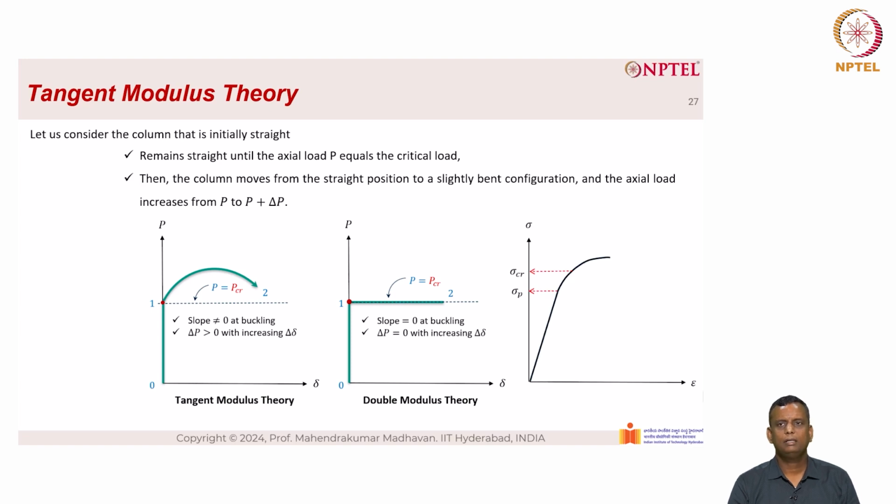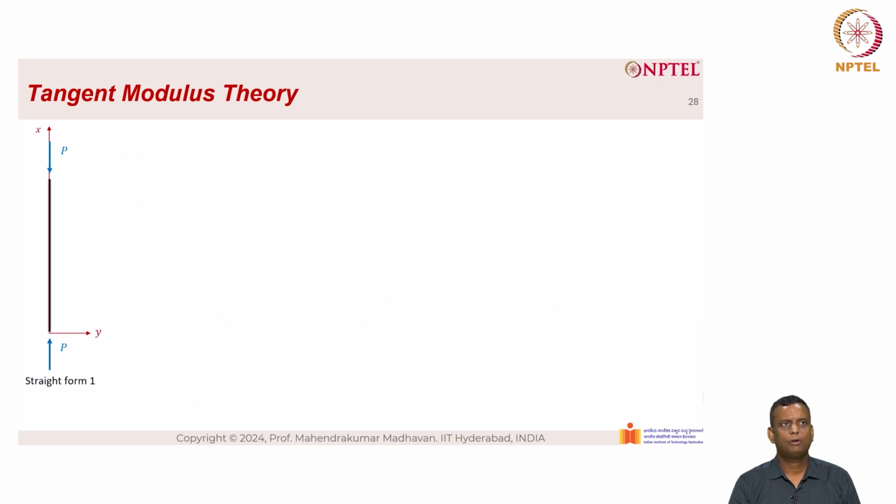Now, if you look at the stress-strain plot, sigma P is the proportional limit and sigma critical is the critical buckling stress. Here, E sub t, which is the tangent modulus, governs in this case. We have the straight form where the column is loaded by an axial force P, which is much less than the critical load, so there is no visible deformation. Now, when the load reaches P plus delta P, we have the bent configuration.